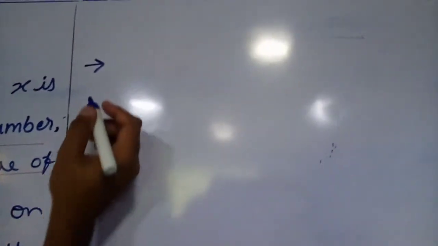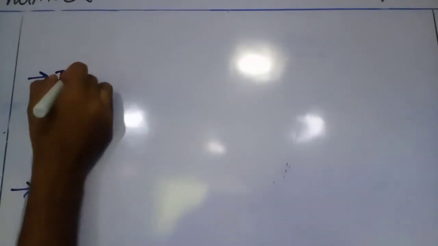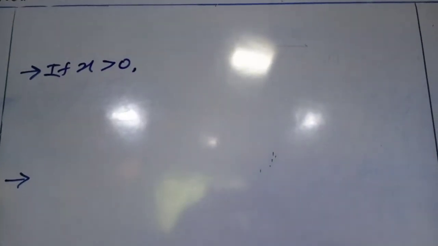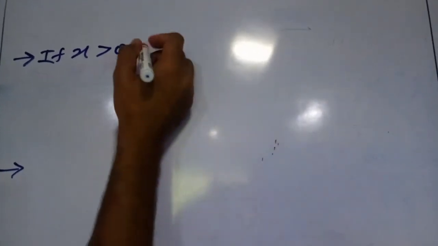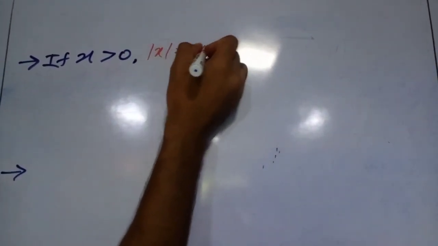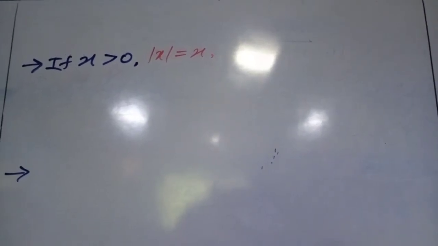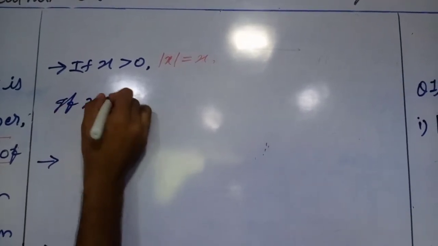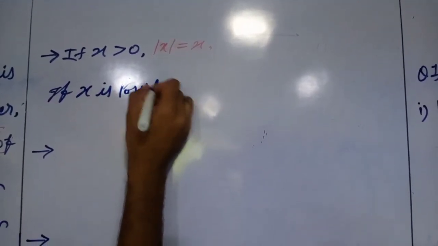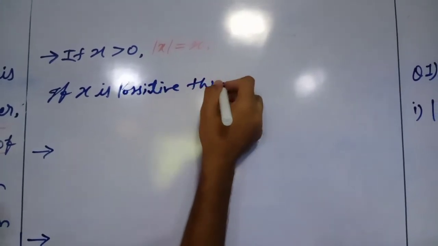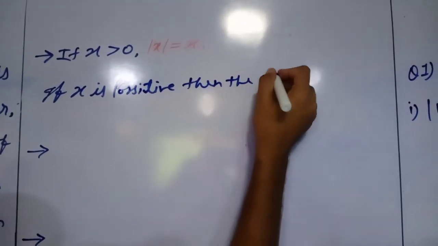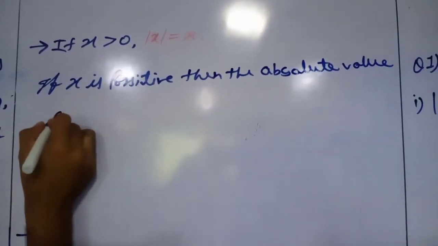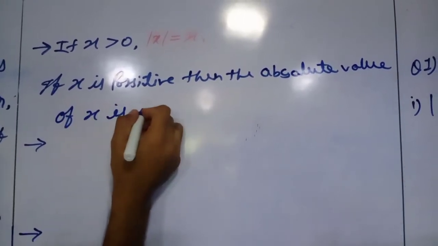So here we have the three rules. If x is greater than 0, then the absolute value of x is equal to x. How can you read it? If x is positive, then the absolute value of x is x.